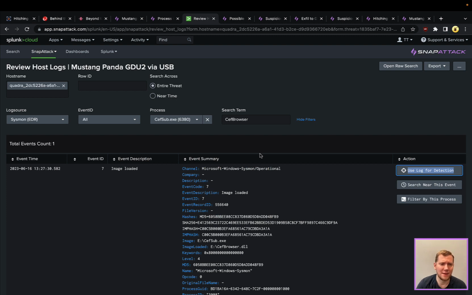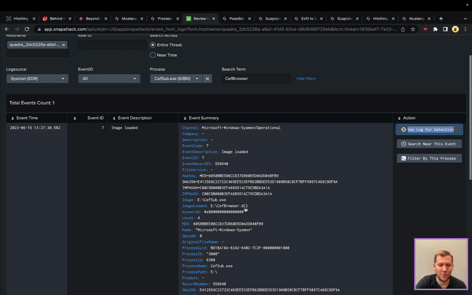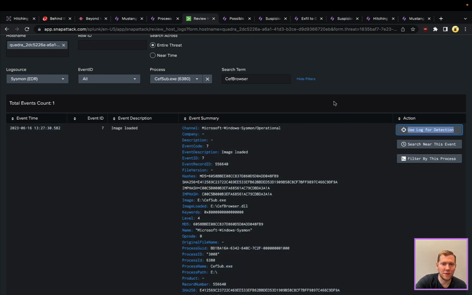We can see here with that image loading event what that side loading looks like. And again, we have that CEF sub exe loading this CEF browser. Another possible hunt opportunity is looking for where this DLL is being loaded from. Instead of being from System32 or one of the other places where DLLs commonly are, maybe alongside the program in Program Files, it's being loaded from a thumb drive. That could be an interesting vector, assuming it isn't actually some sort of software that's installed on the thumb drive and being used in that way. Think about portable tools or other examples like that.